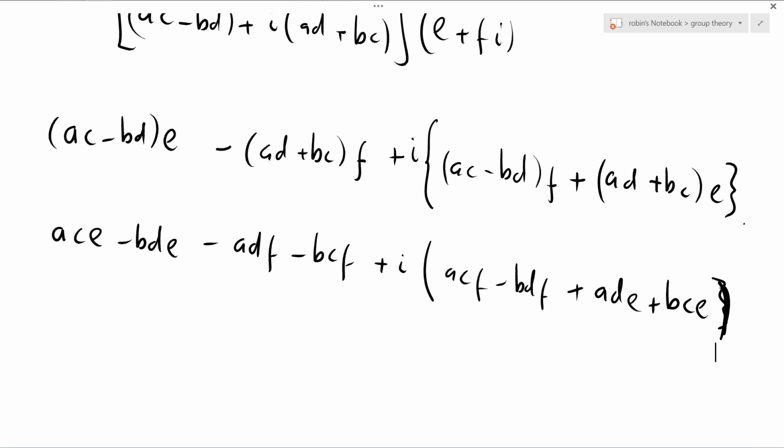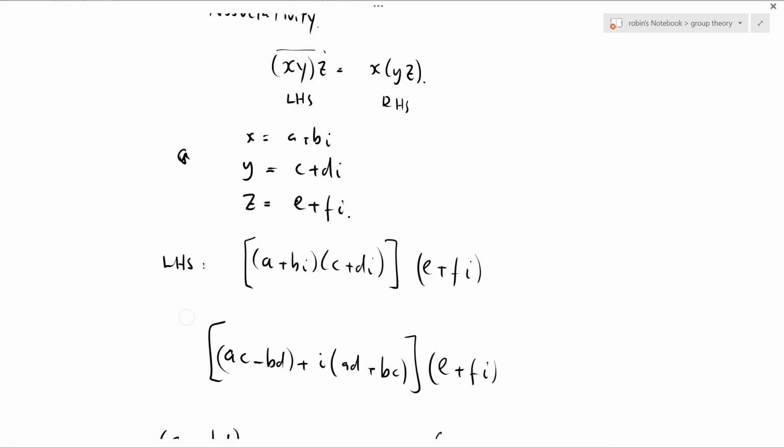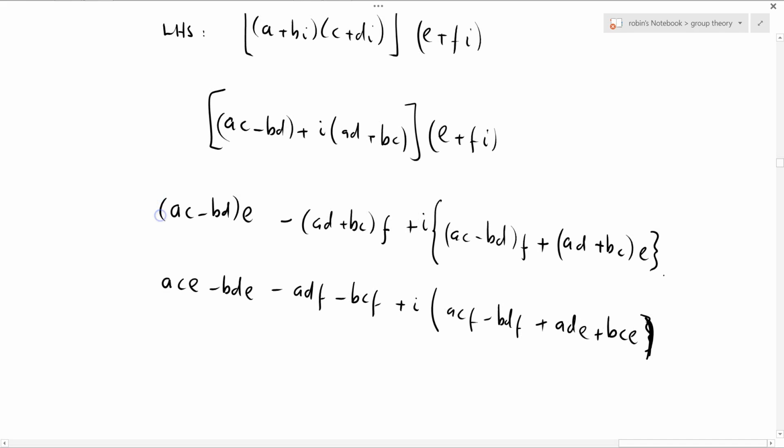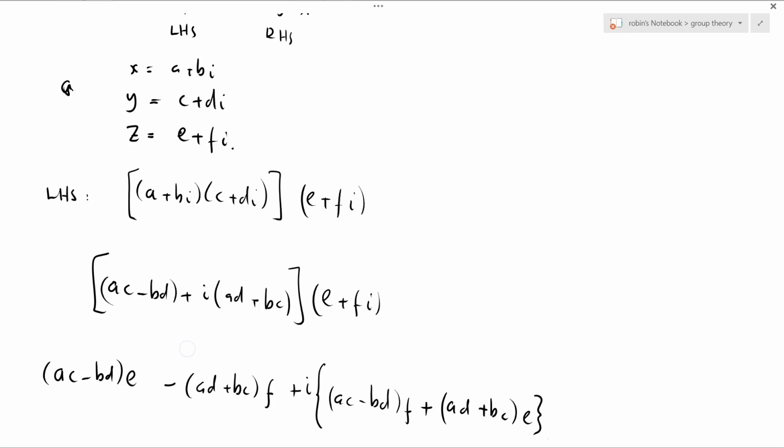All right, so that's my left hand side. I'll just pinch that in a little bit. That's my left hand side, which is rather a complicated expression, but we'll come back to it. Actually, I'll do the right hand side in parallel.